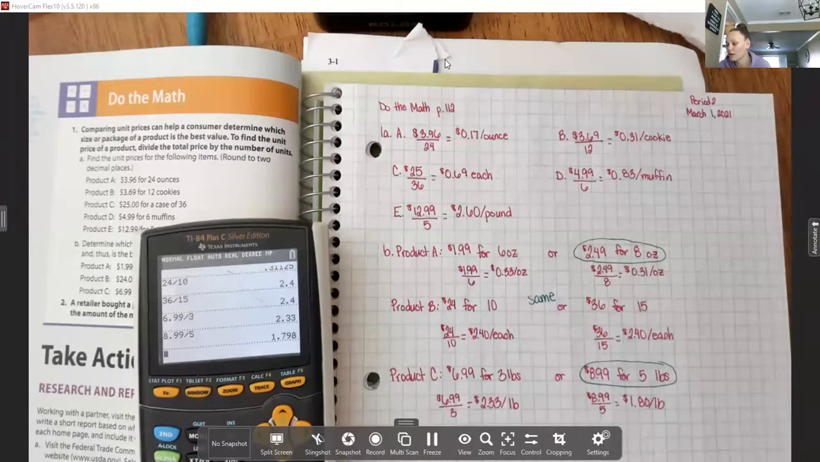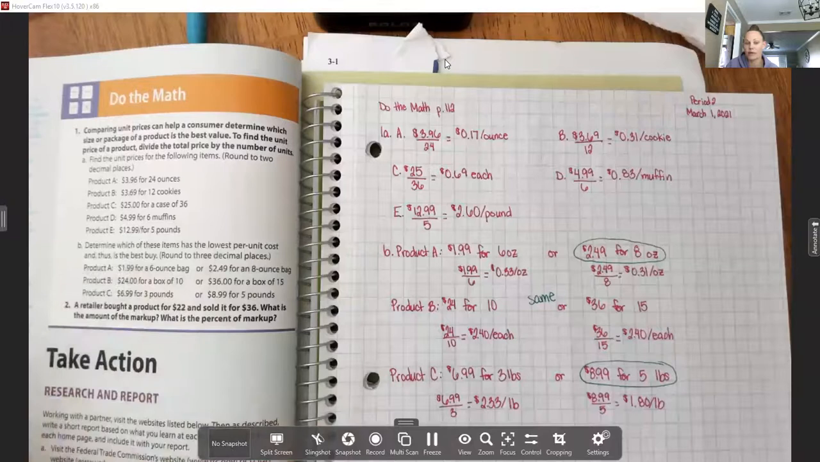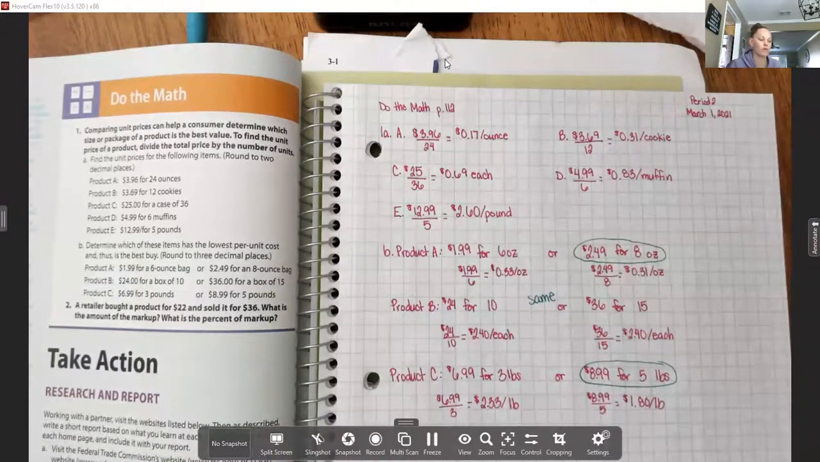So, questions on how to do the unit price or what is a better buy before we move on to number 2? Okay.